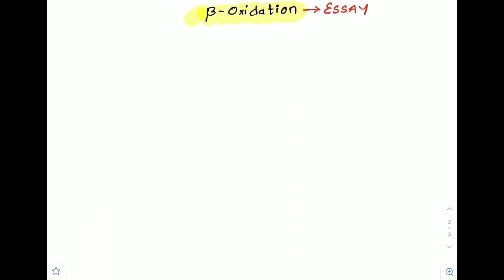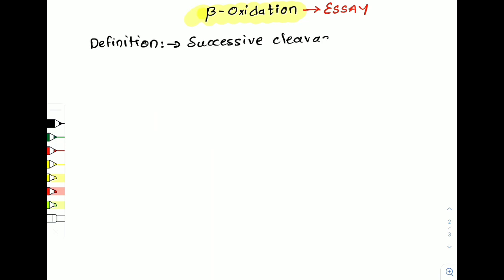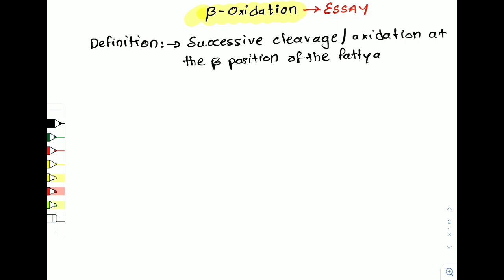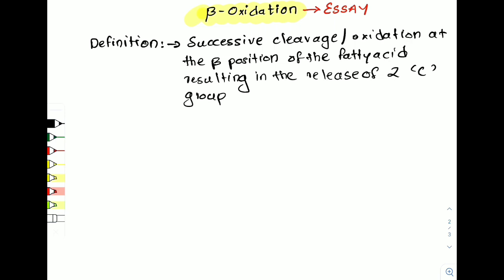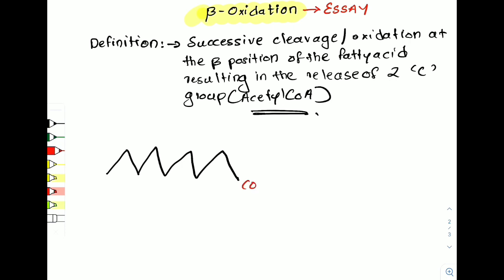Now moving on to the most important topic of discussion, that is beta oxidation, which is frequently asked as a question. So what is its definition? Well, it is defined as the successive cleavage or oxidation at the beta position of the fatty acid, which often results in the release of a 2-carbon group known as acetyl-CoA. So this acetyl-CoA then enters the TCA cycle, which ultimately results in the production of ATP. That is the whole mechanism behind this.